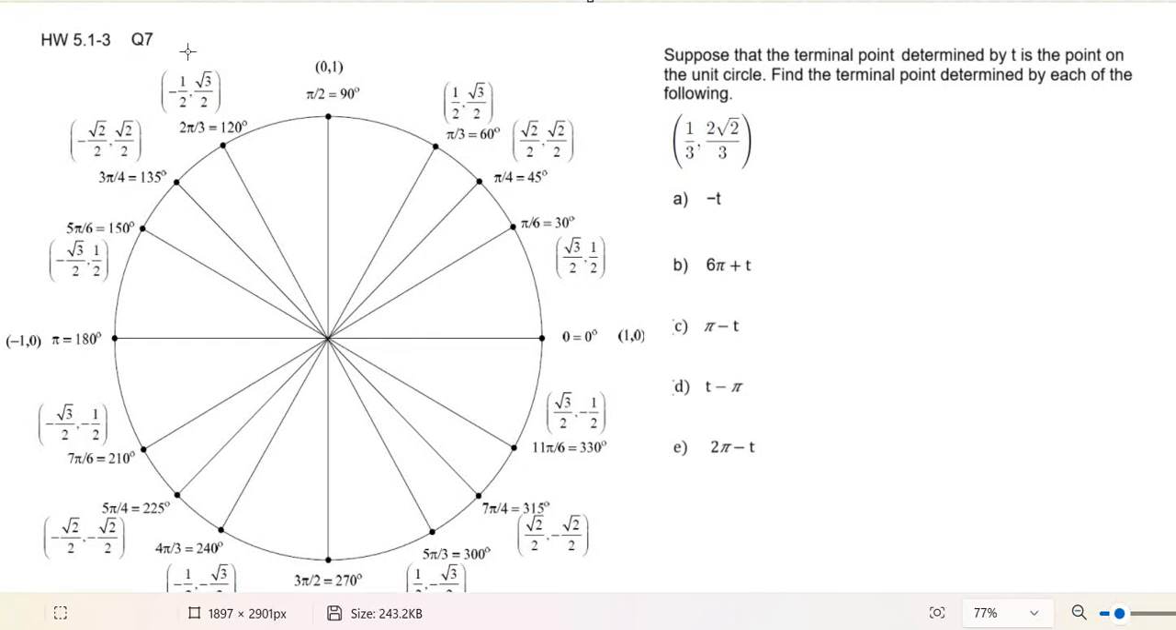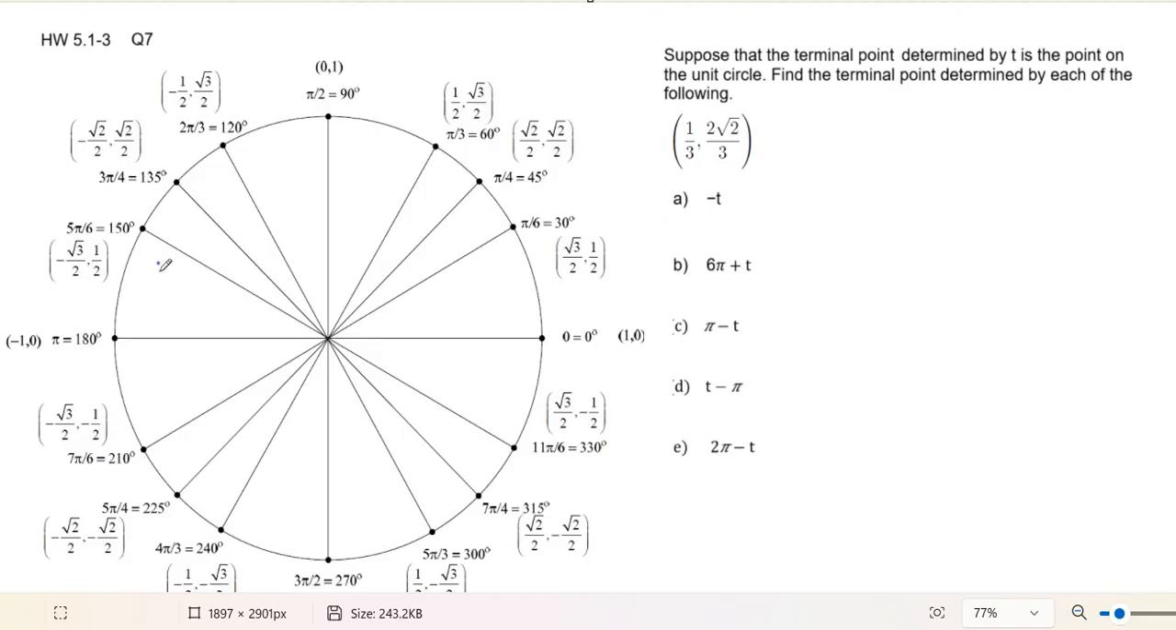So here is our unit circle, and we are supposing that we have a terminal point that's determined by the angle t on the unit circle, and then we want to find the terminal point that is determined by these angles. So they'll be related to this. This is our given terminal point, 1/3, 2 root 2 over 3.